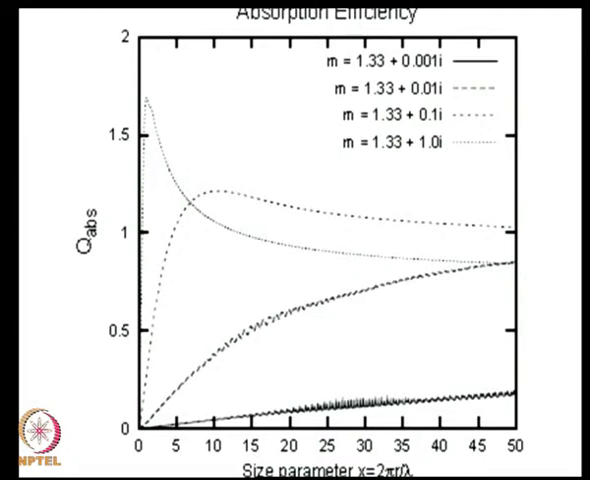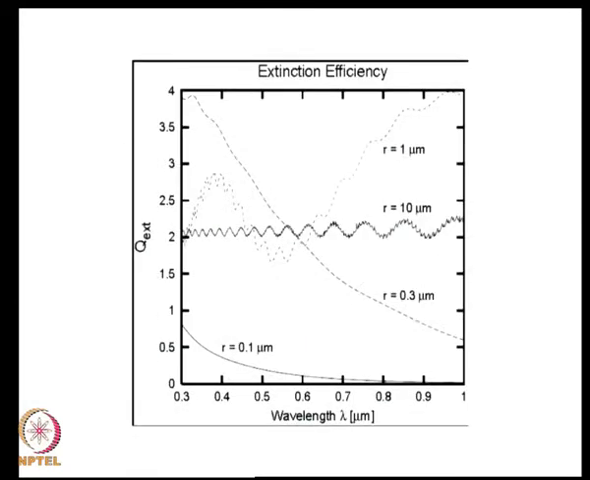But in other cases, in most cases it is increasing slowly with the size parameter, but in the case of the highest absorption case, the absorption peaks at a certain size and then the absorption goes down. Now, let us look at extinction efficiency, which includes both absorption and scattering, and see how it varies with wavelength and the size of the particle.